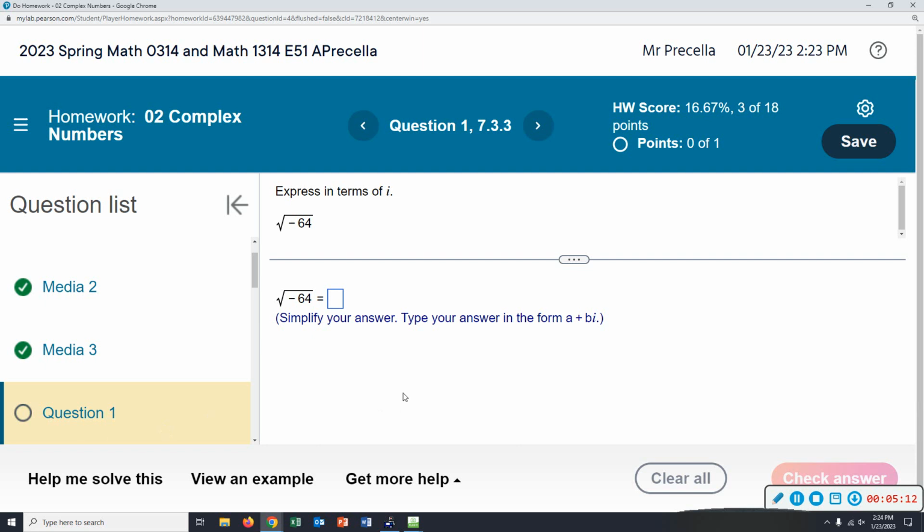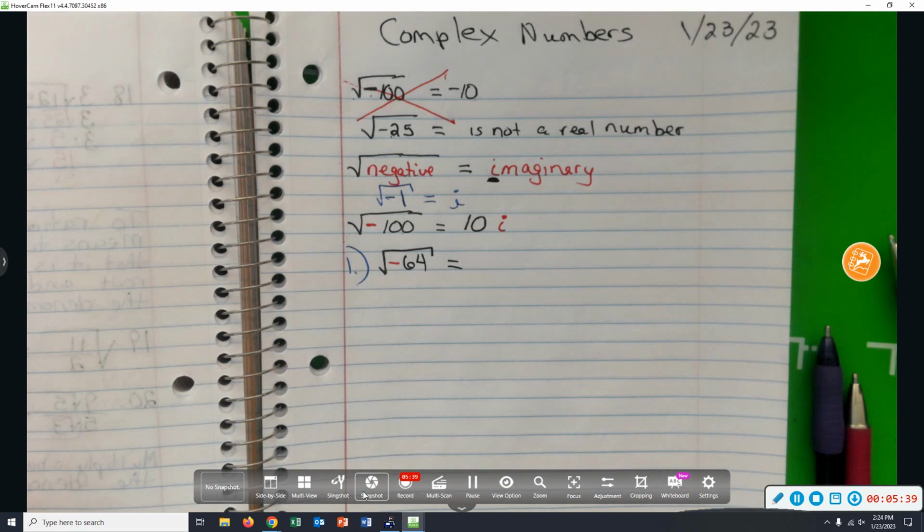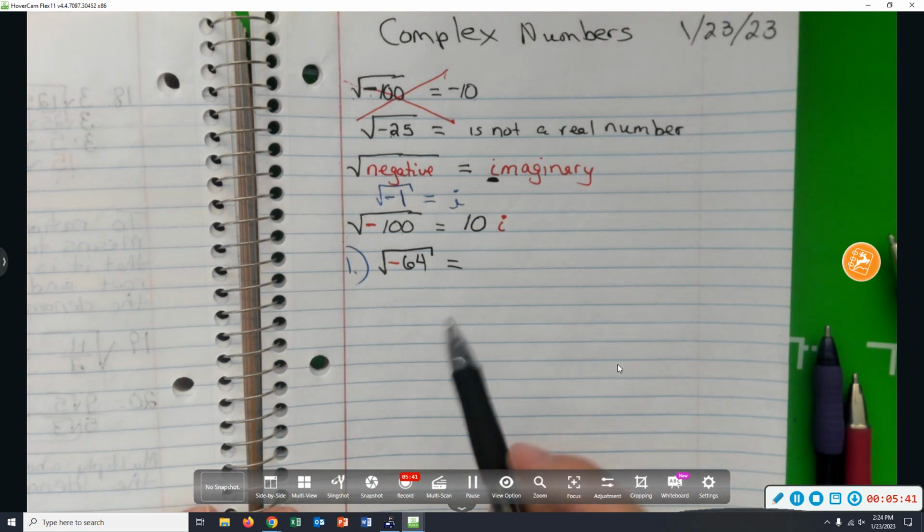This is number 1. The square root of negative 64. Okay, so we have the square root of a negative 64. Now, I've written the problem. Theoretically, they can probably, in a moment, do this without any writing, and just type in the answer.